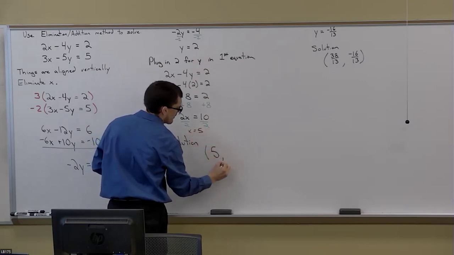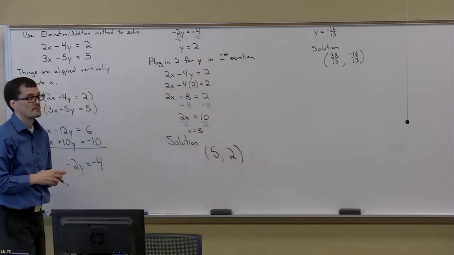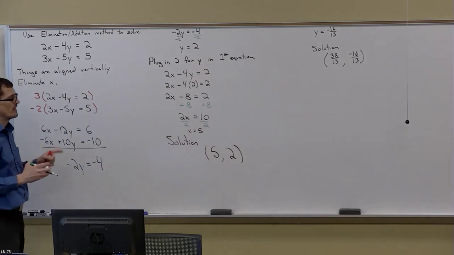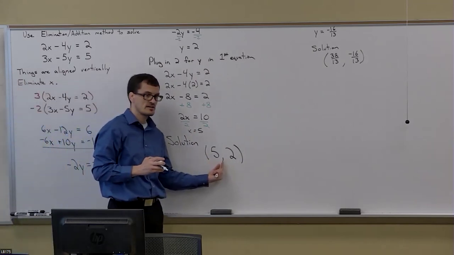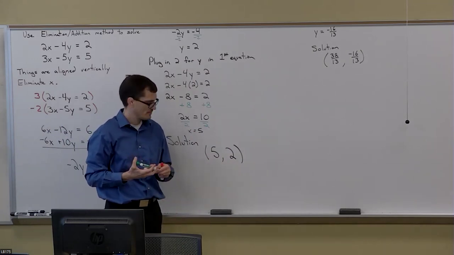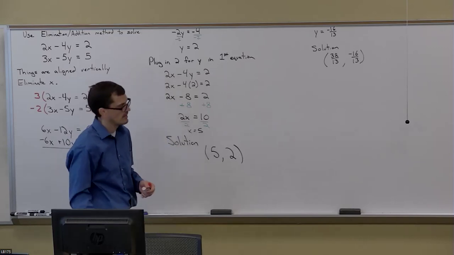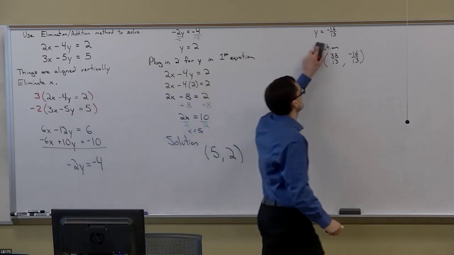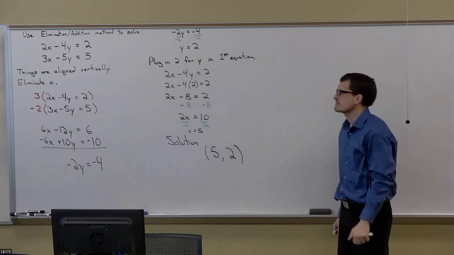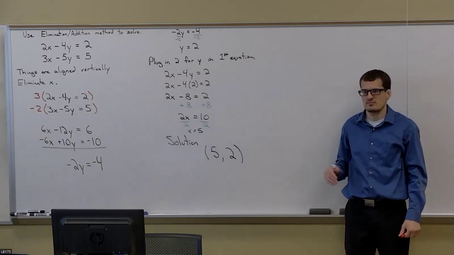By the way, whether you eliminate the x first or the y first, whatever your solution is, make sure you put in x, comma, y. Don't accidentally put in 2, 5, because that would be backwards. Any questions about that? That technique, pretty straightforward.